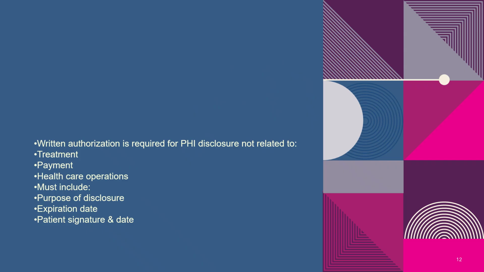Written authorization is required anytime protected health information is shared for reasons other than treatment, payment, or healthcare operations. In other words, if the disclosure doesn't directly relate to providing care, billing, or managing services, a signed release is needed. A valid authorization must clearly state the purpose of the disclosure, include an expiration date, and be signed and dated by the patient. These steps ensure that patients remain in control of how their personal information is used, and that disclosures stay within the limits of HIPAA compliance.